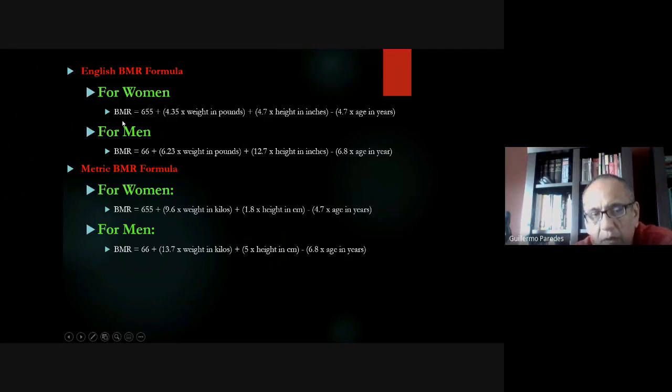Okay, let's just start. We have BMR equals 655.35 times weight in pounds, plus 4.7 times height in inches, and minus 4.7 times age in years. Here we have weight, we have the formula. What is the conclusion that you can get from this? What do you think could be? Somebody? What conclusion can you get from this slide? What could be some of the conclusions that you can get from this slide?